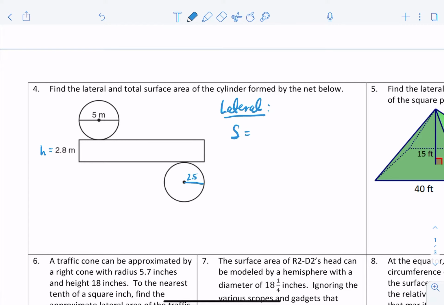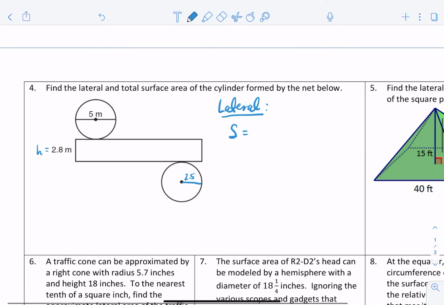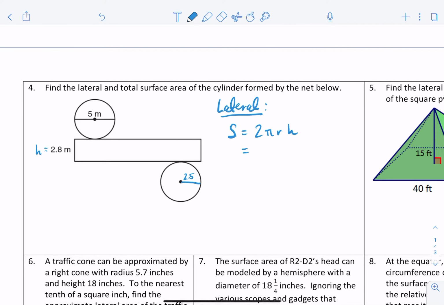All right, lateral surface area, we're going to start first with 2 pi r times the height. And remember that this 2 pi r, that's the circumference of this base. I didn't write it like this, but I could just as easily have done this: instead of 2 pi r, it's pi times the diameter times the height. I might as well use that one because I already have the diameter here of 5. So I can put this in here as pi times 5 times 2.8.